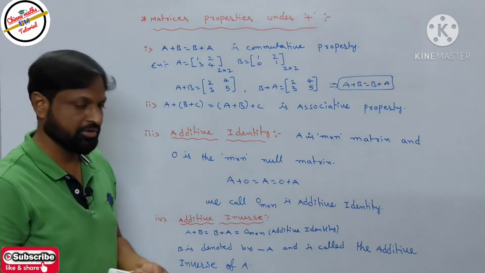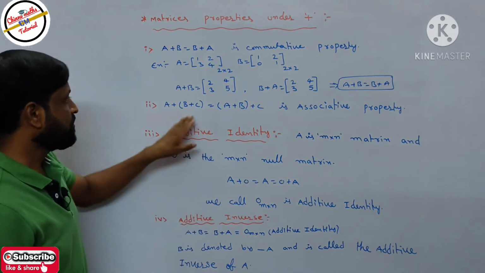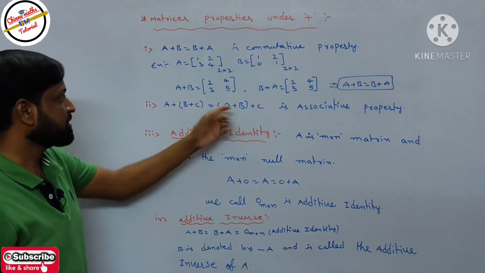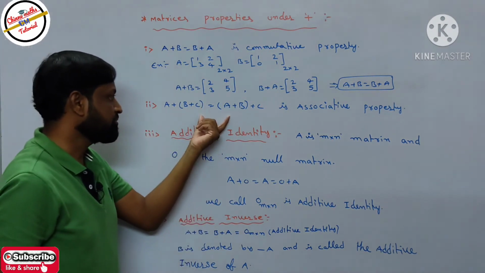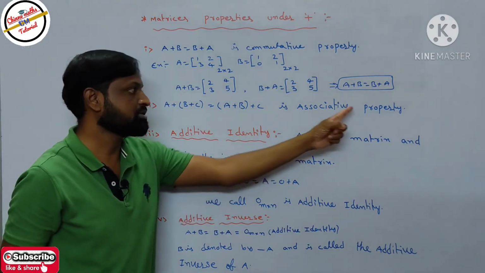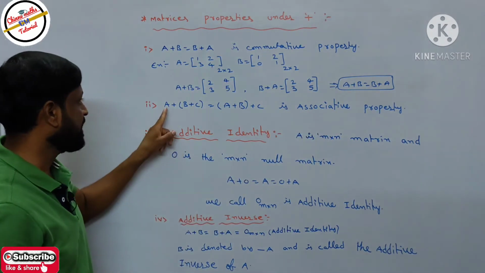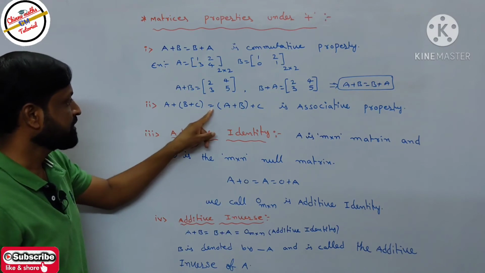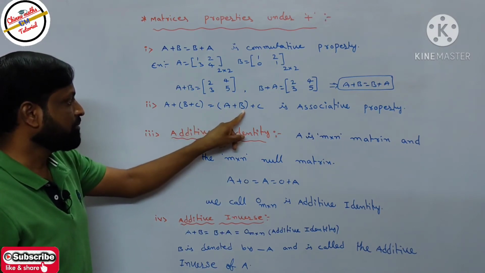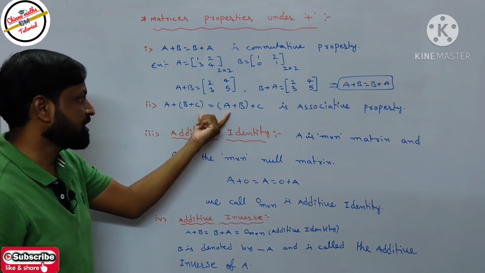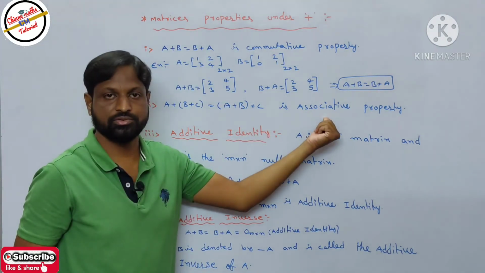Next, similarly, if you take any 3 matrices and the left-hand side equals the right-hand side, this property is called the associative property. What is the associative property? A plus bracket of B plus C is equal to bracket of A plus B, plus C. If this condition is satisfied, then this property is called the associative property.